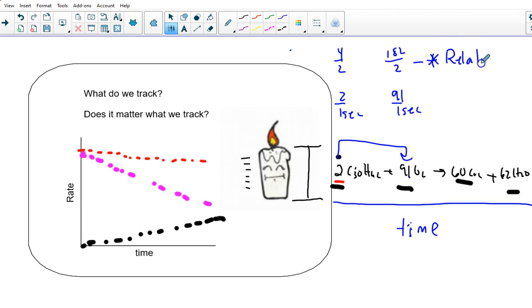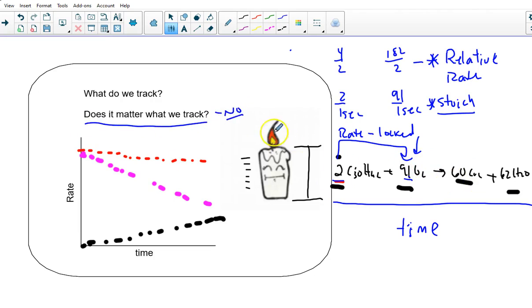Relative rates. What I'm referring to as relative rates is that the rate at which the candle is leaving has to be locked to the rate at which oxygen is leaving, because of the 2 to 91 ratio. So the stoichiometric ratio here will relate one thing to the other. So really, all we need to do, does it matter what we track? And the answer is no. We can track anything on this, and we can relate that thing to something else.